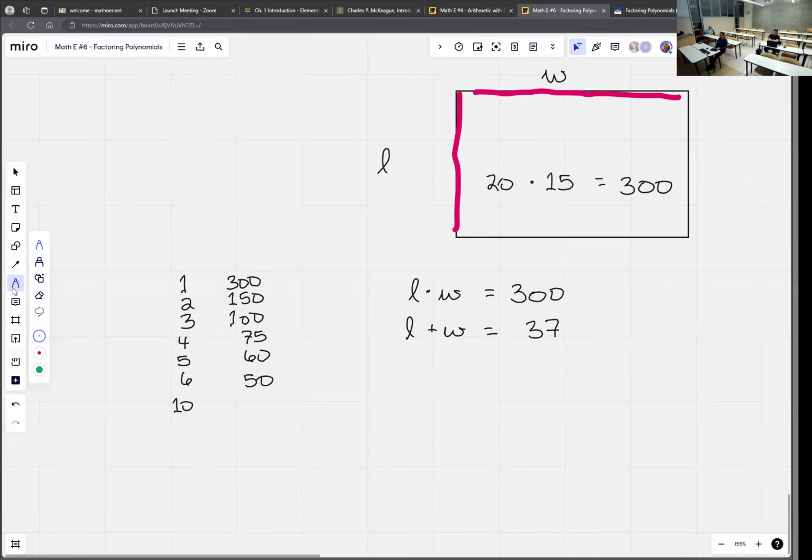9, 10 is 30. 11. Does 12 work? 25. Oh, there we go. Those add up to 37. Hooray. So see why we had to do this game of which things add up, or what are all the factors of a number, not just the prime ones. So my length and width are 12 and 25.